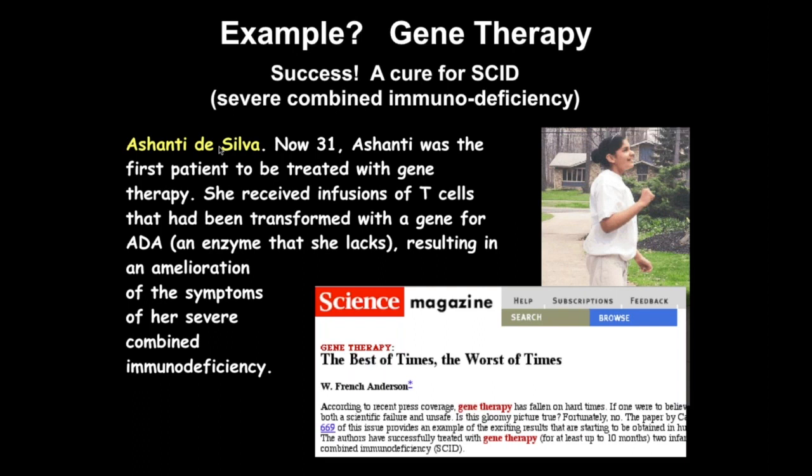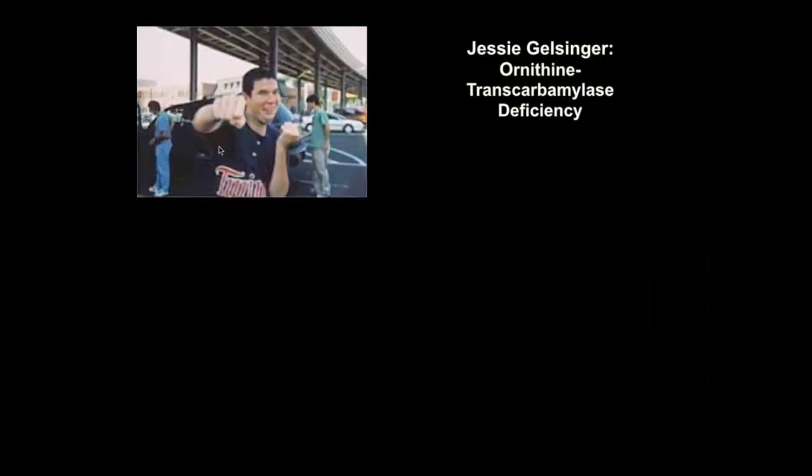Well, at about the same time, an experiment was taking place in the United States. And a young man named Jesse Gelsinger, who suffered from a particular genetic disorder, and you can see the name of it up there on the screen, volunteered for another experiment in gene therapy. Now, Jesse Gelsinger was getting along okay. He was having regular transfusions to replace an enzyme that was not present in his body.